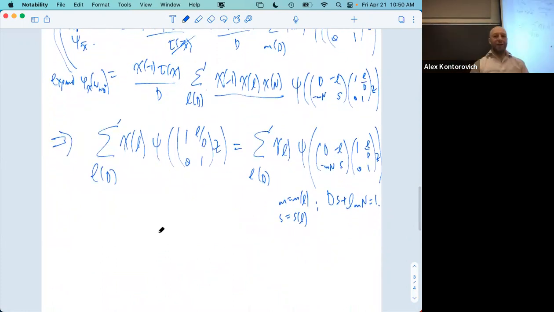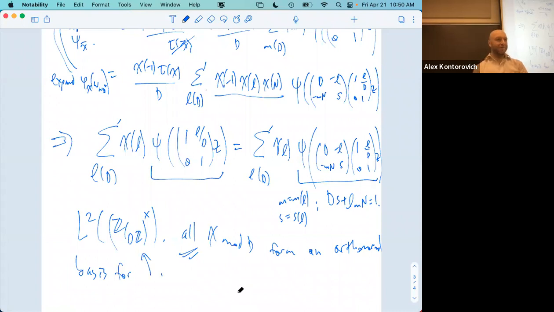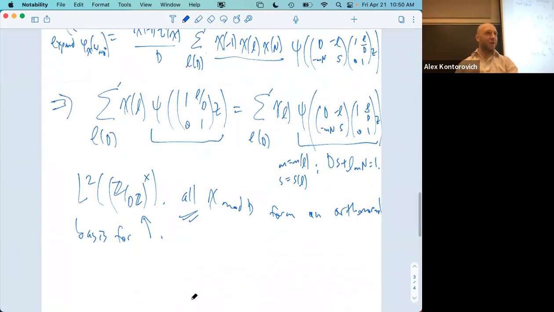So let's look at this. These functions, this function and this function, when projected onto some L, let's think about this in the framework of L2 of Z mod D cross. This is a finite set, a finite group. We talked about how all the characters chi mod D form an orthonormal basis for this vector space, and they're a nice thing to be able to project any function onto.